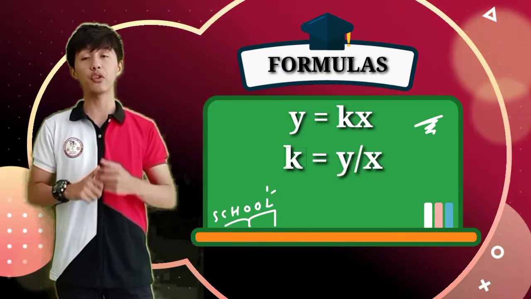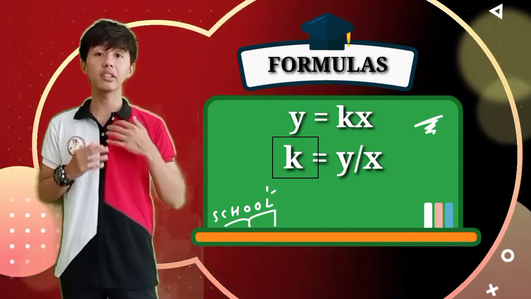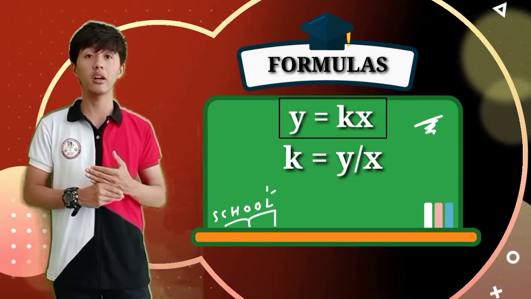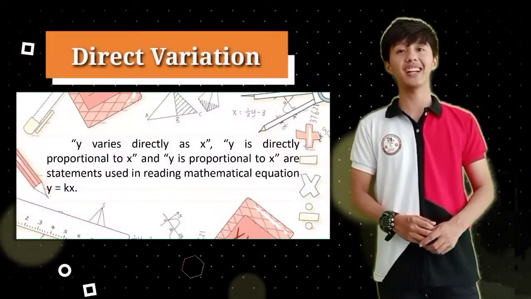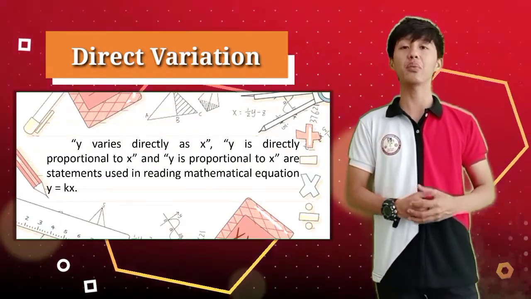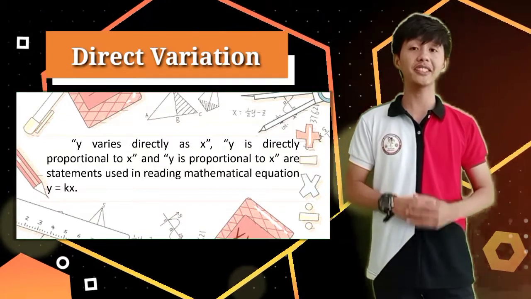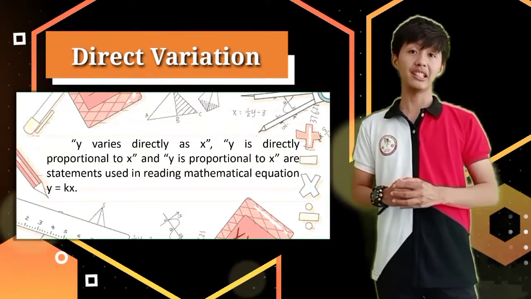Take note, class, that the formula for constant of variation or constant of proportionality is derived from the general formula y = kx. "Y varies directly as x," "y is directly proportional to x," and "y is proportional to x" are statements we use in reading our mathematical equation y = kx.